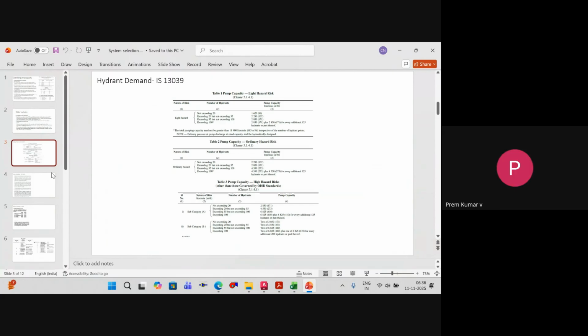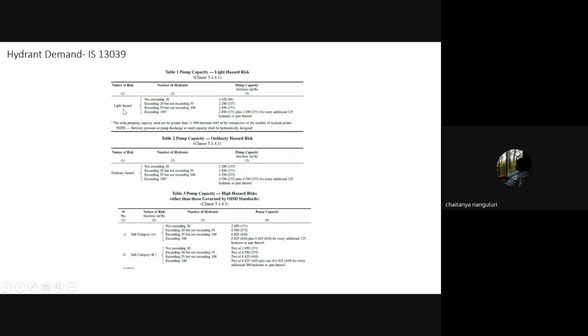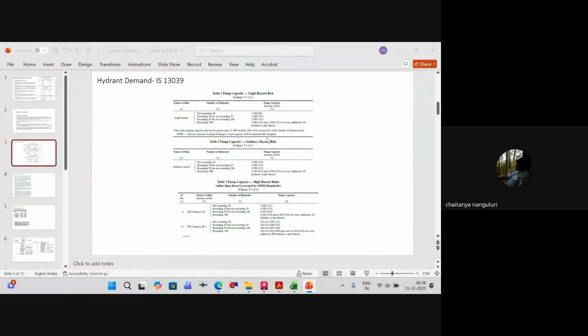Okay. So, for example, in this case, if you see this slide over here, is it visible? Yeah. So light hazard: not exceeding 20 means 1620 LPM. Exceeding 20 but not exceeding 55 means, about 27 or whatever number it is, between 20 and 55, or not? Yes. But at max 23 can become 28, but definitely not above 55 for sure. You agree? So we'll directly take this 20 to 55, which is 2280 LPM. Understood? So this becomes 2280 LPM.